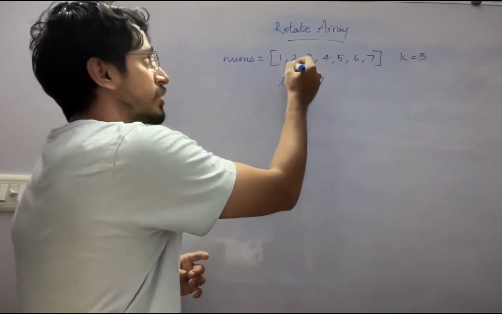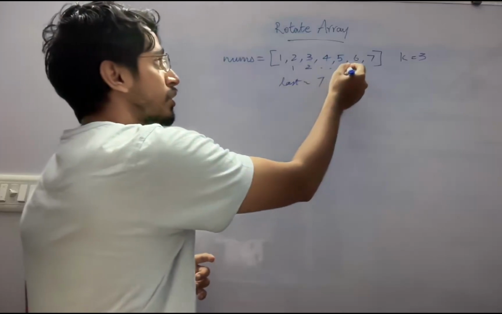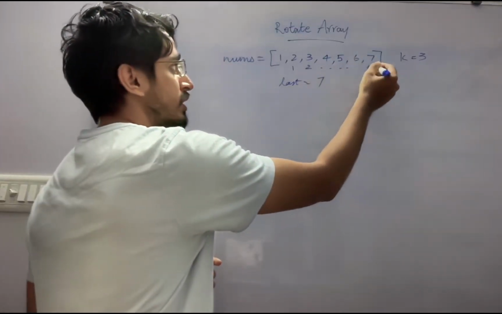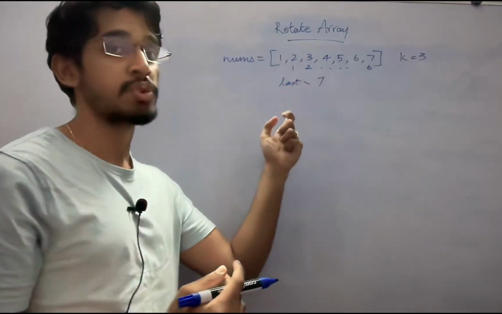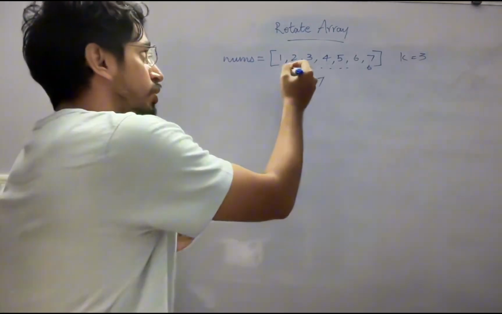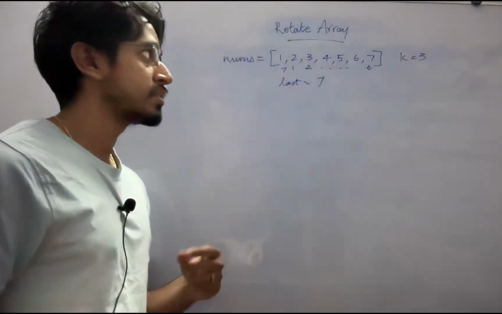Okay, so 1 comes here, then 2 goes here, it goes all the way until we reach 6, which is at the last index. And now the last element that we saved within the variable, we put it at the start. Okay, so this is the first iteration.